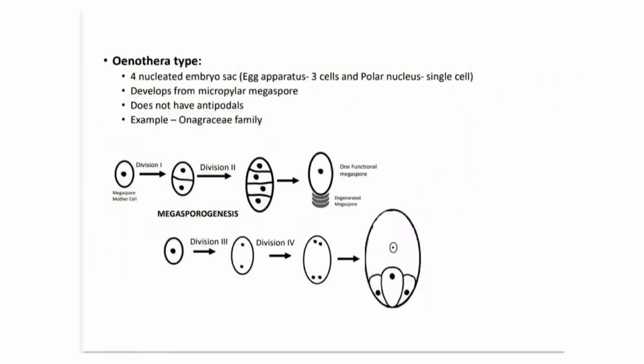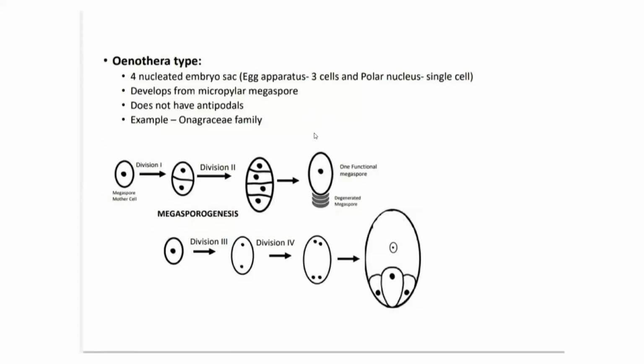The second one is the Oenothera type. It is almost the same except for the functional megaspore. This is also a monosporic type of embryo sac with four nuclei, first studied in Oenothera lamarckiana by Geerts. So polygonum is Strasburger and Oenothera is Geerts, hence it is known as the Oenothera type.